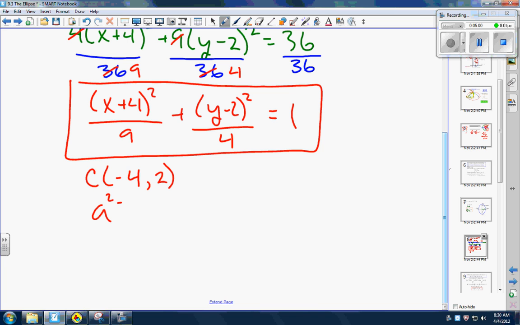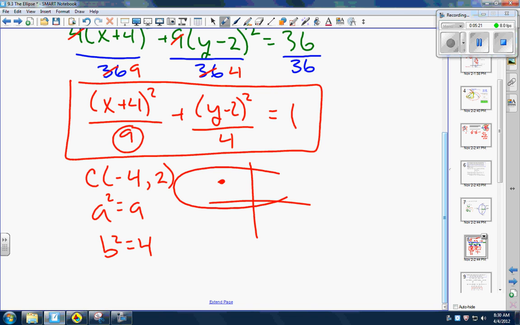We can say a squared equals 9. We can say b squared equals 4. So if we were to draw a rough picture just to get an idea before we go clean it up, the center is over here. The bigger number is underneath the x, so it's going to open up on the x-axis that way. So here's going to be a, here's going to be b, and then c's hidden in there, because remember a really comes up to that guy like that.